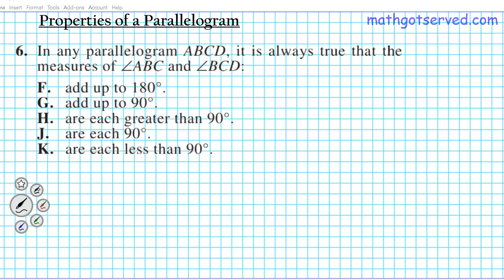All right, let's take a look at question 6. Question 6 is assessing your understanding of the properties of a parallelogram. It reads, in any parallelogram ABCD, it is always true that the measures of angle ABC and BCD are, and then we have the options here: supplementary, complementary, each greater than 90, each 90 degrees, or each less than 90 degrees.